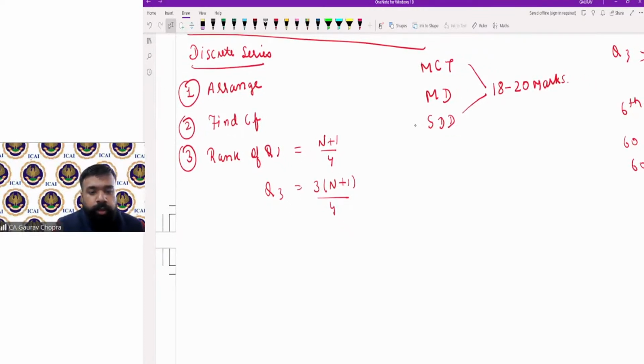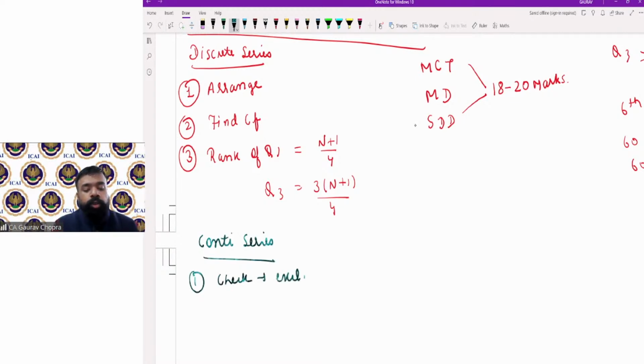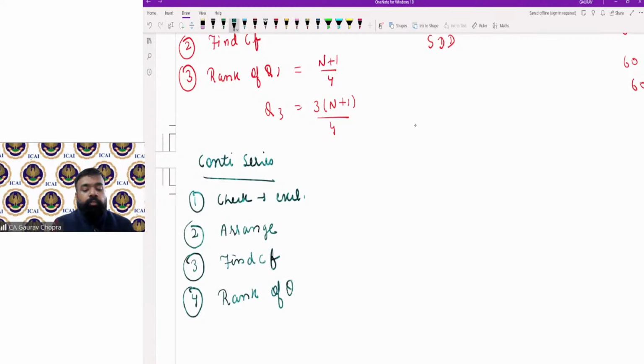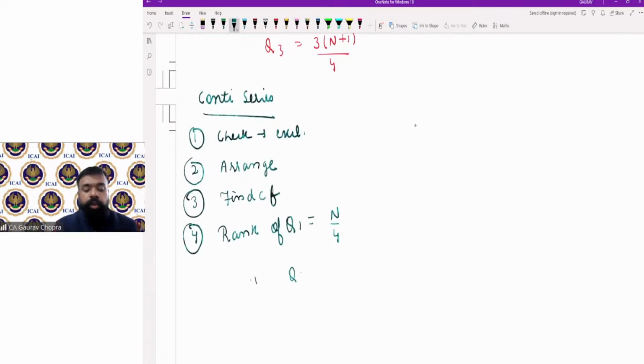And let's write continuous also. For continuous series, how to calculate quartile? So first step is check whether the series is exclusive or not. So series must be exclusive. Second step is arrange the series in ascending order. Then third one is find cumulative frequency, find CF. Fourth step is to calculate rank. For Q1, it will be N upon 4. Plus 1 is not required. And rank of Q3 is 3N by 4. Okay, N by 4 and 3N by 4. This is the rank.